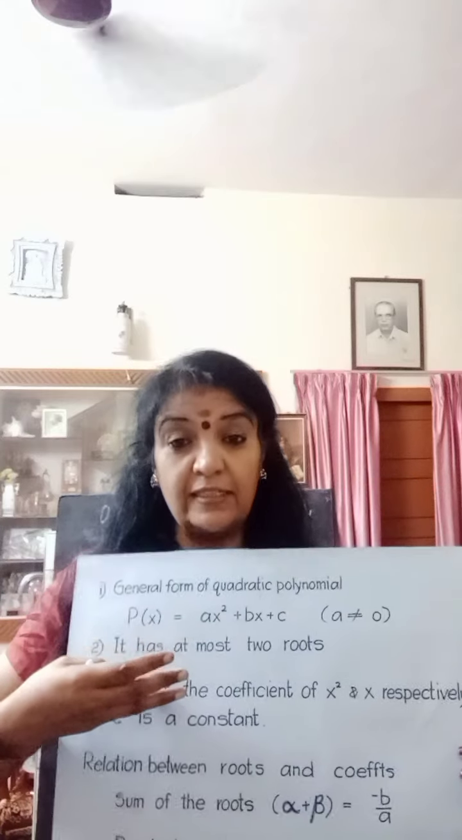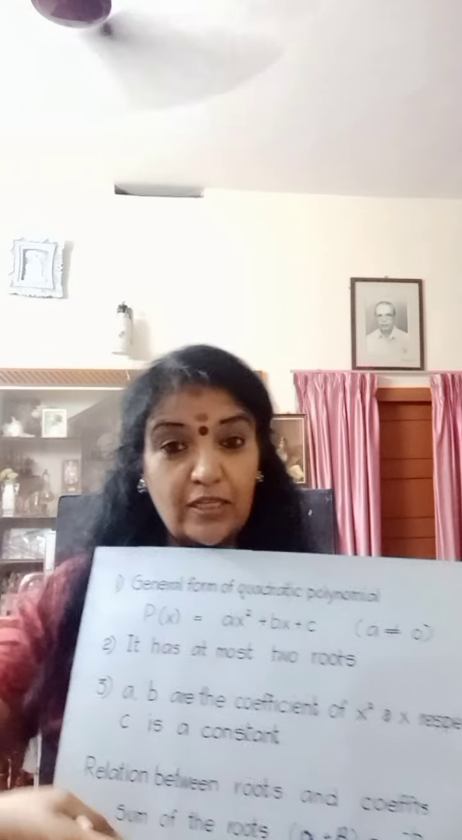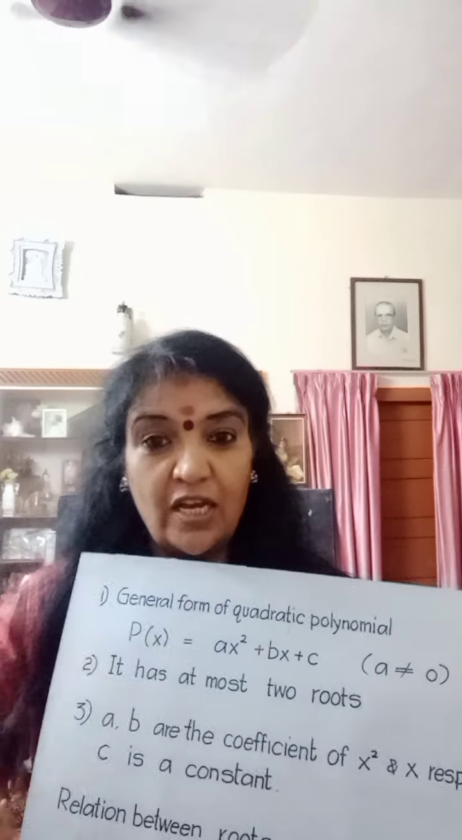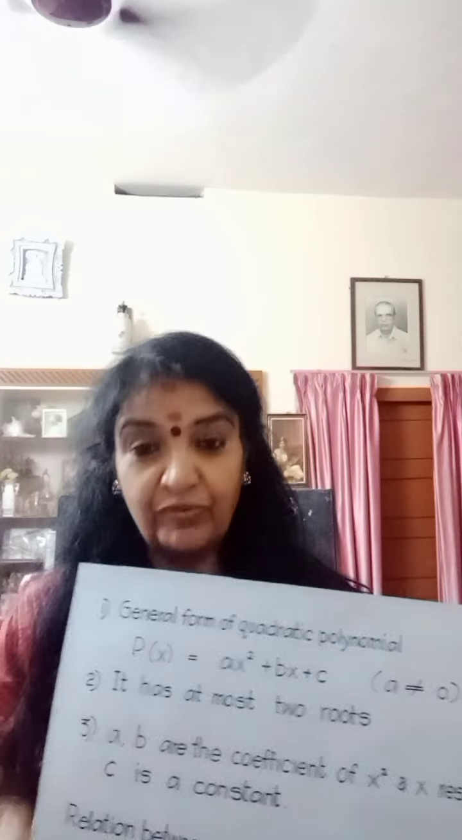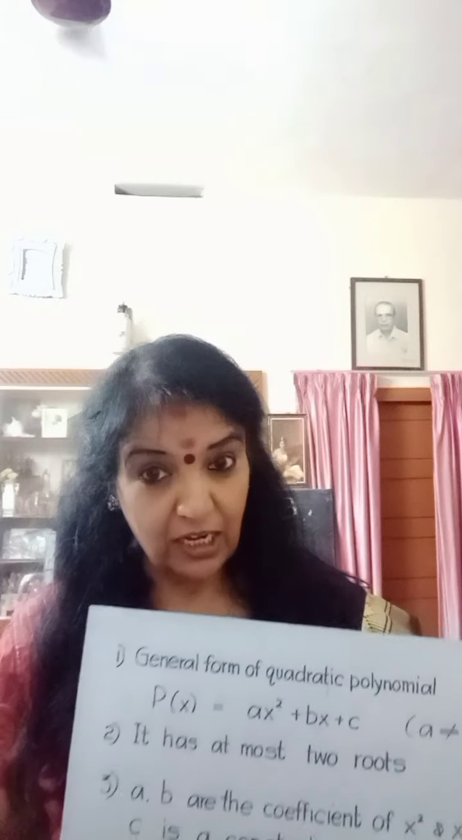The coefficients and the roots are related to each other. Alpha plus beta, once again, negative b by a. Alpha beta, c by a. And this is a very important relation. It has at most two roots. How to find the roots? By splitting the middle term.